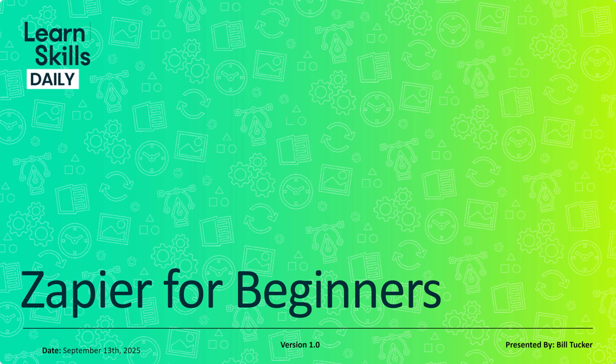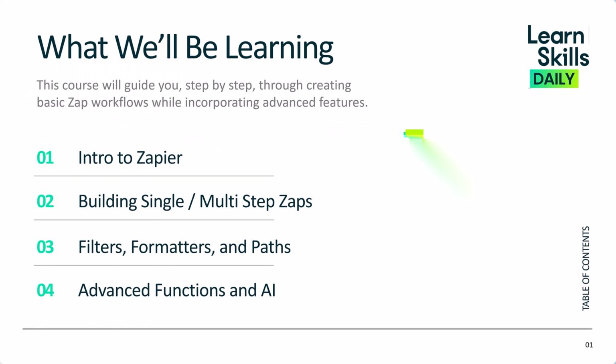My name is Bill Tucker, and I am so looking forward to showing you all of the amazing things Zapier can do to automate your workflows and make your work life easier. This course will guide you step by step through creating basic Zap workflows while incorporating some more advanced features in these beginner workflows. We'll be introducing Zapier and talking about how the program works and the methodology behind it. We're going to build some single and multi-step Zaps, talk about filters, formatters, and paths, and finally, some advanced functions in AI that can help you get these workflows created even faster.